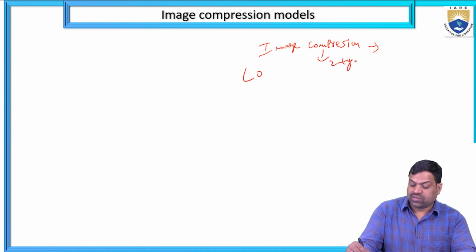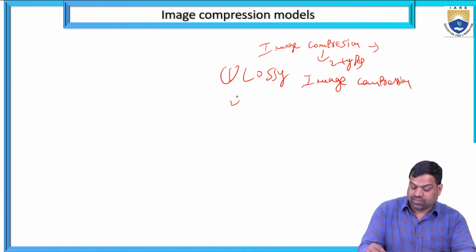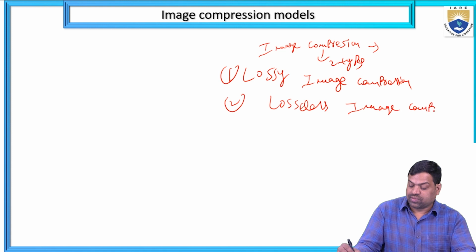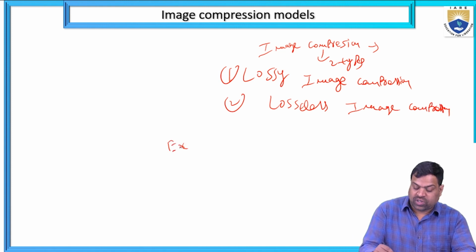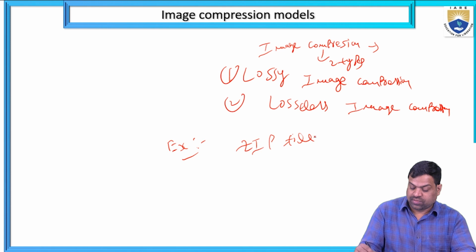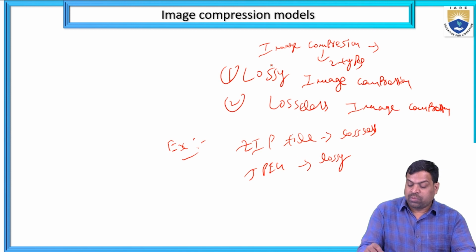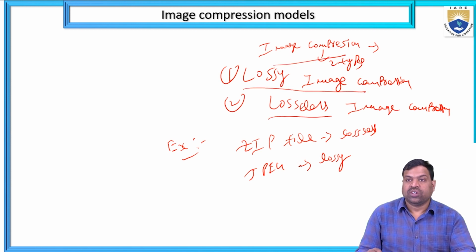Image compression is of two types: lossy image compression and lossless image compression. If I take one example, what is a lossy image and what is lossless? Suppose I take a RAR file or JPEG file. A better example is that lossy is JPEG. When I go for lossless, it is a GIF file.